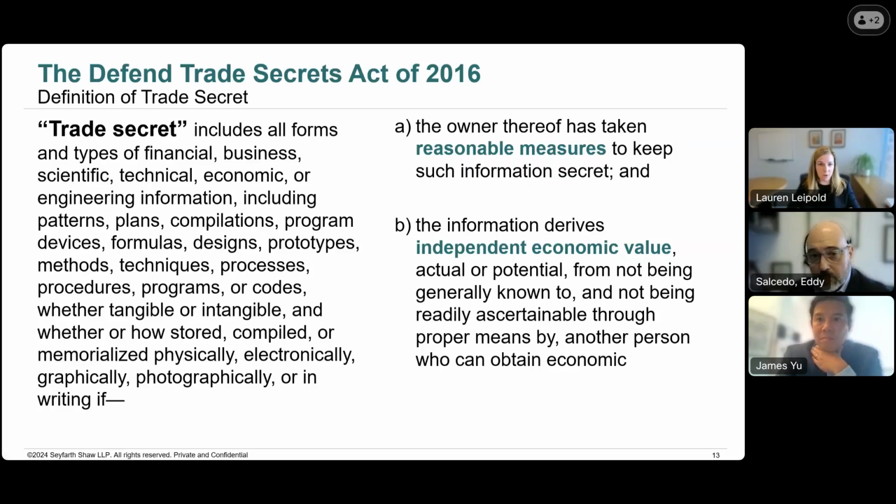And there's a lot of arguments that can be made either way, because the definition is relatively malleable in some sense. But again, with the Defend Trade Secrets Act, you still have that reasonable measures to keep the information secret and that independent economic value, which are the two key concepts here that we'll be drilling into today. Next slide.